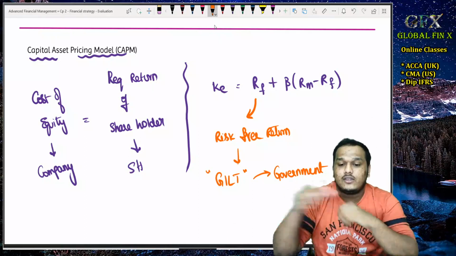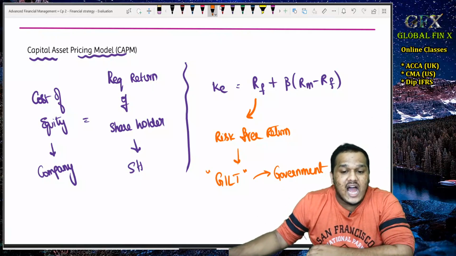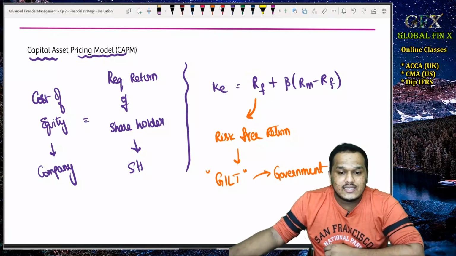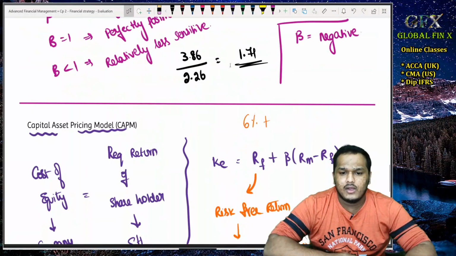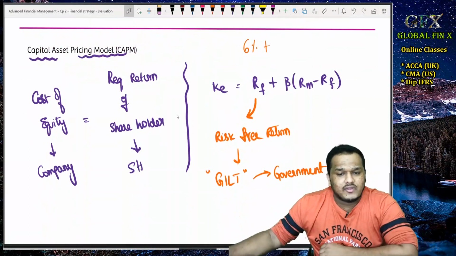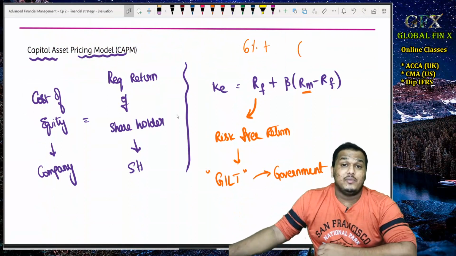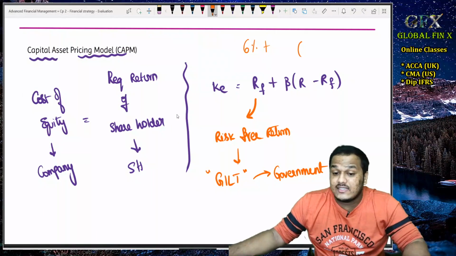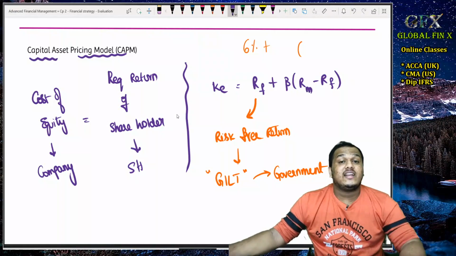Yes, correct. So now visualize the formula, ma'am. What is RF, sir? RF is what the Reserve Bank of India is paying me. How much? 6%, sir. Yes, accepted. Beta, what is the beta of ICICI from our previous example? 1.71. Okay, keep it aside. How much is the market paying me? Not ICICI. I'm not talking about ICICI. I'm talking about the market rate of return.